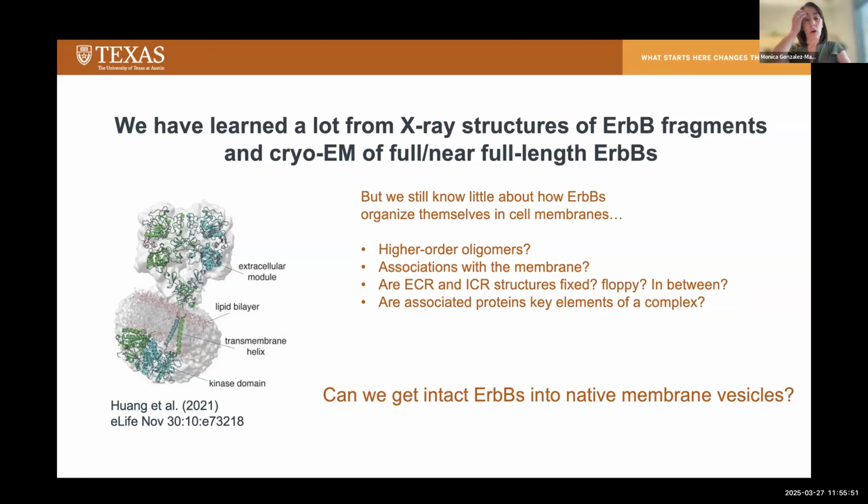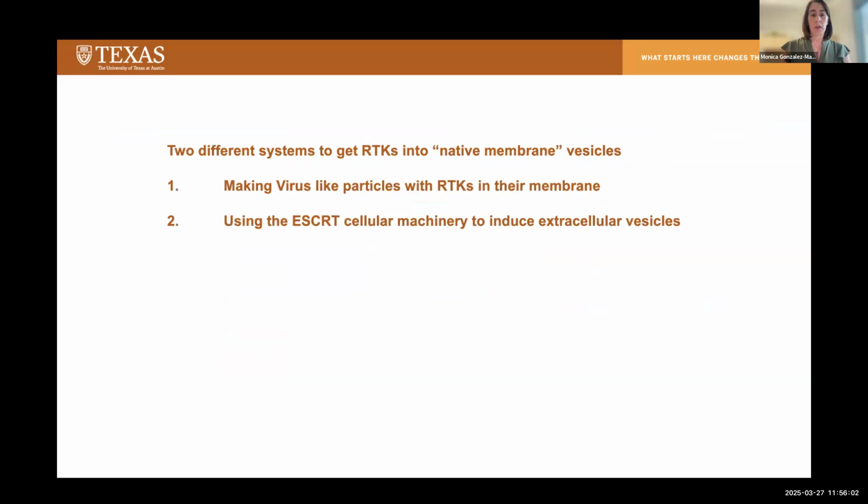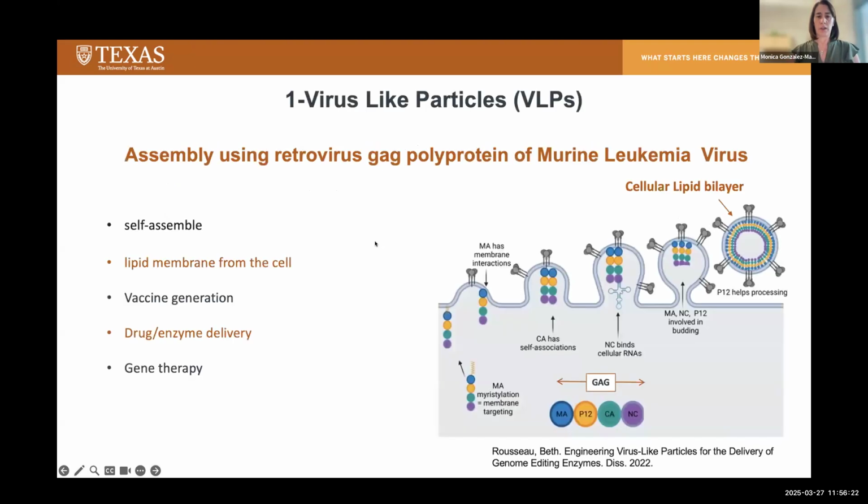So our goal in this project was to get EGFR in a more native membrane instead of using detergents. For that, we tried 2 different approaches. One was using VLPs, making virus-like particles with the receptor in the membrane. The other was using ESCRT cellular machinery to induce extracellular vesicles. I'm going to try to explain both very quickly.